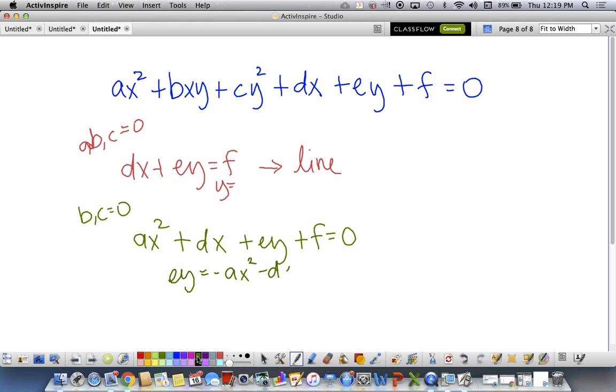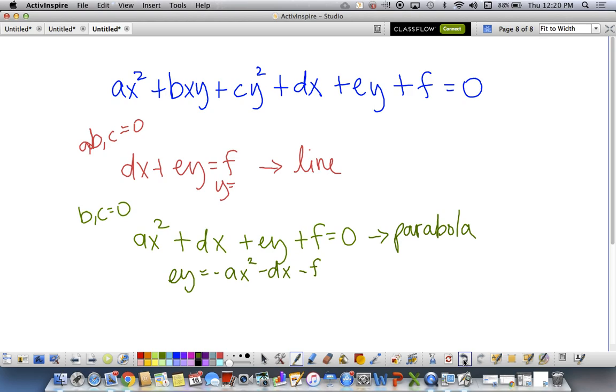Ax squared minus dx minus f, all divided by e. What type of equation is that? A parabola. Okay? So for a parabola, you will have one thing squared. Straight line, all your squares are gone. You only have an x and a y. Part of this is just recognizing what you're left with.